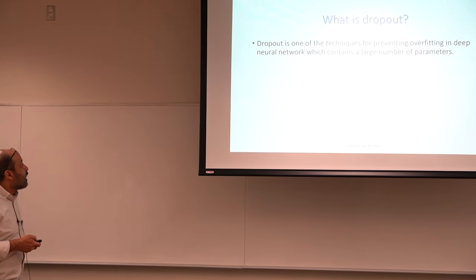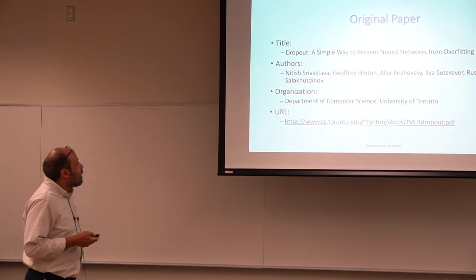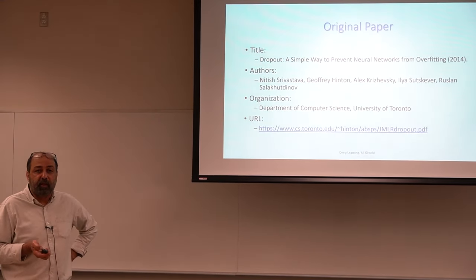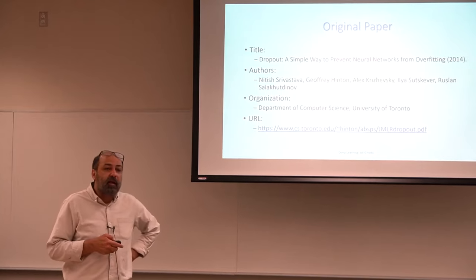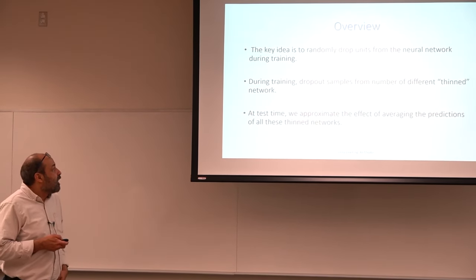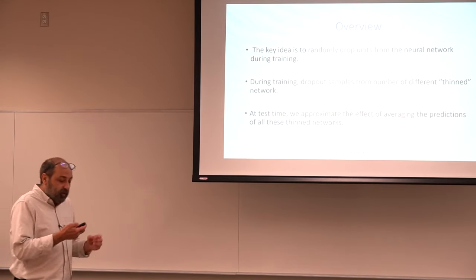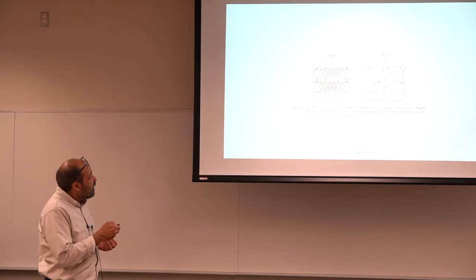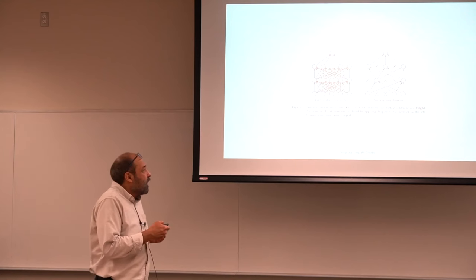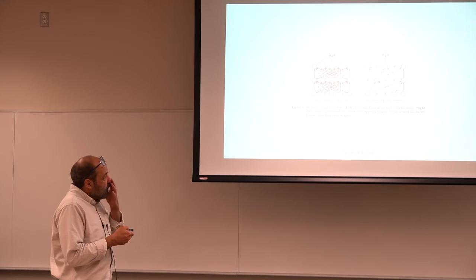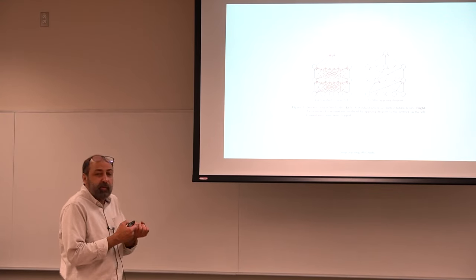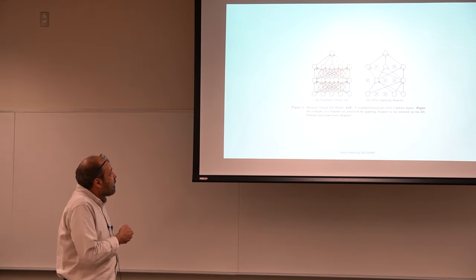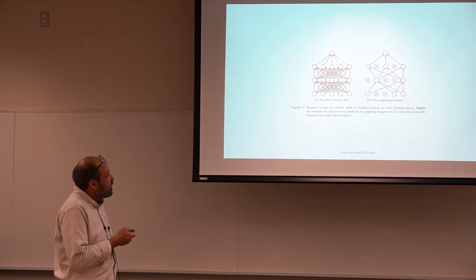Okay, what is dropout? Dropout was originally introduced in 2014. As I told you, it's a very popular technique. This paper by itself has close to 50,000 citations. The key idea of dropout is to randomly drop some nodes. So if you have a dense network like this, you are going to randomly drop some of these nodes, and your network becomes sparse. Let's call this a thinned network instead of this dense network.